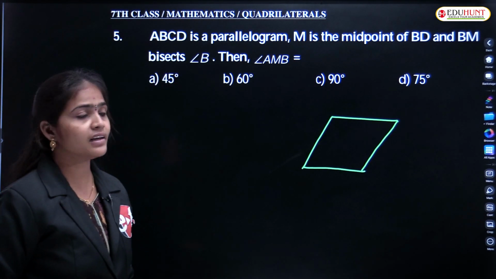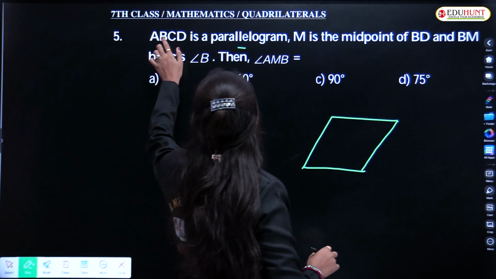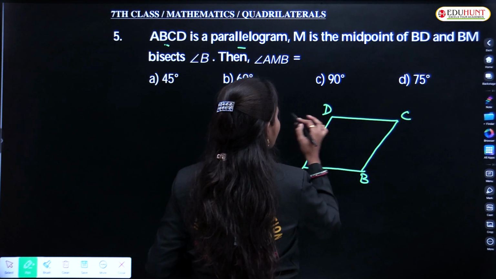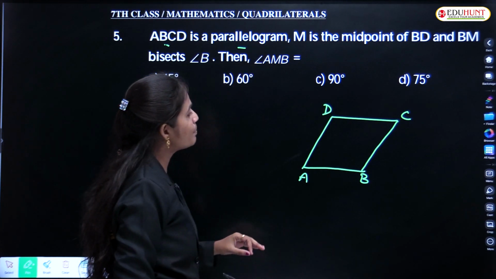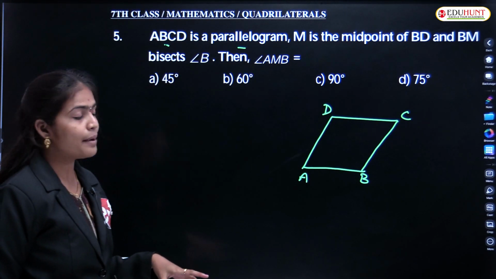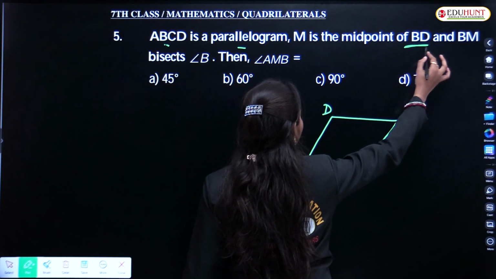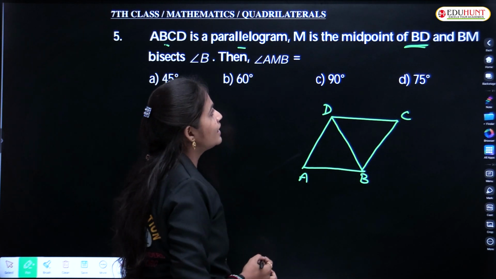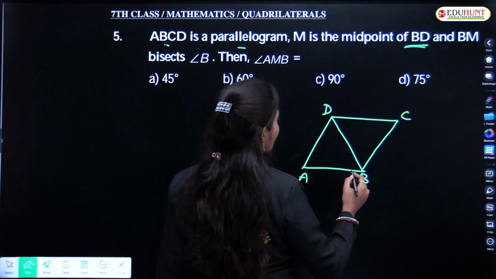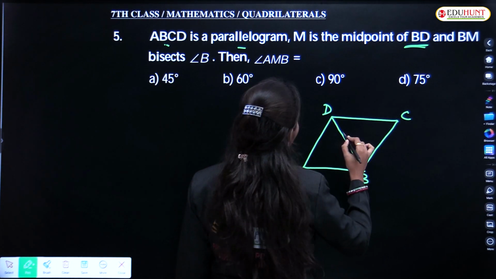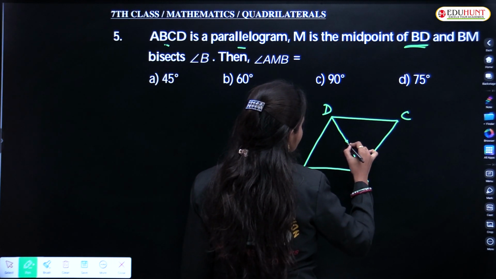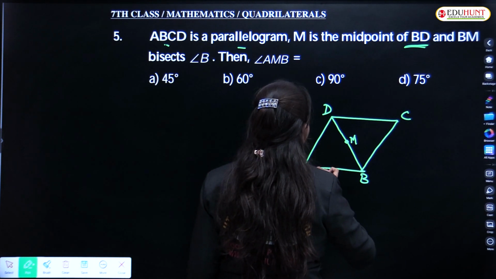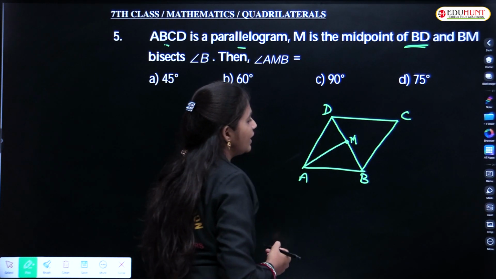Okay, so that is a parallelogram, already they have given in that question. The name of the parallelogram is ABCD. So ABCD is a parallelogram and M is the midpoint of BD. M is the midpoint of BD, means BD is a diagonal. BD is a diagonal and BM bisects angle B. So here this is that midpoint, no? So here this is the point M and here join that AM.